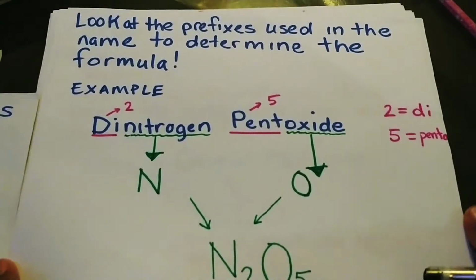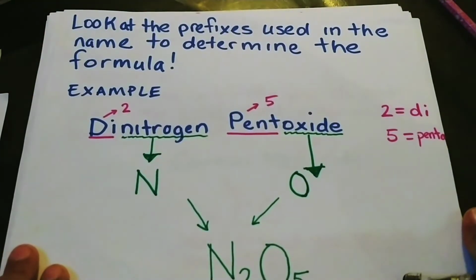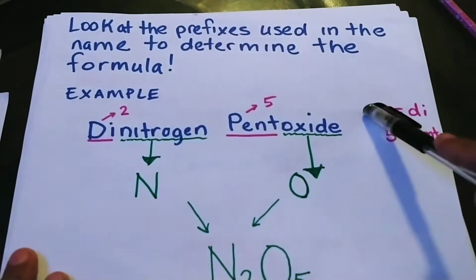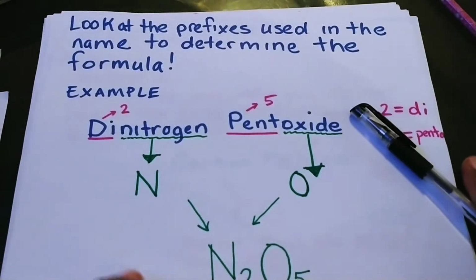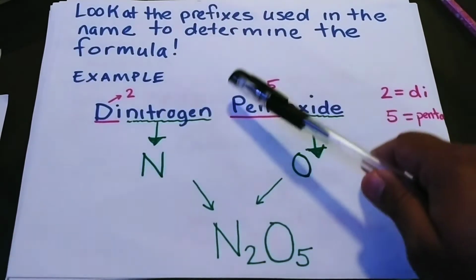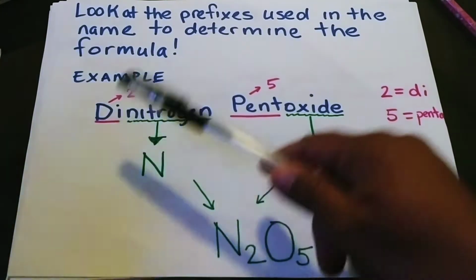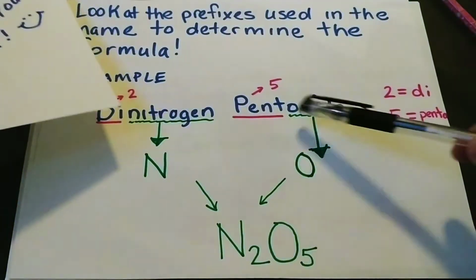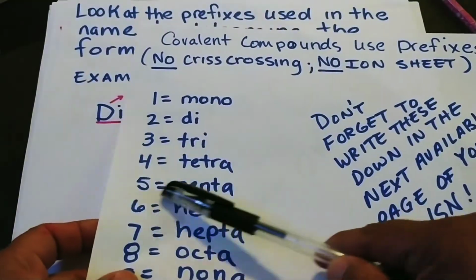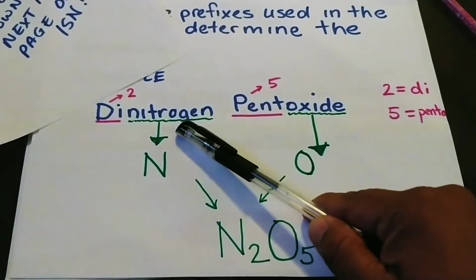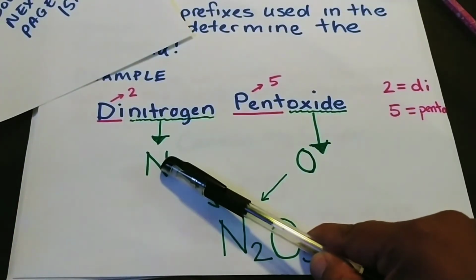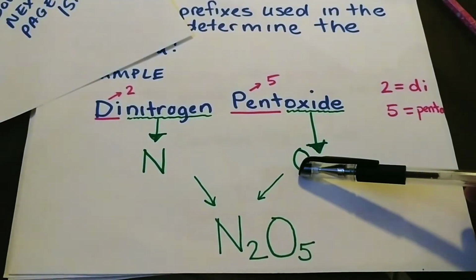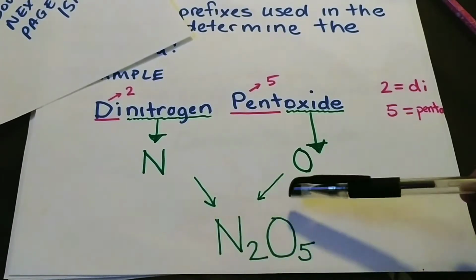Alright, so first thing, look at the prefixes used in the name to determine the formula. So here's your example or sample formula. Dinitrogen pentoxide. Looks complicated, right? It really isn't. So first of all, remember our prefixes. We have the prefix di. Again, di. Di means 2, hence 2. On the other word I see penta. Here's penta, means 5, hence 5. So nitrogen is derived from nitrogen, that's N, the symbol. Oxide from oxygen, but O is the symbol. So then here's our N, here's our O.